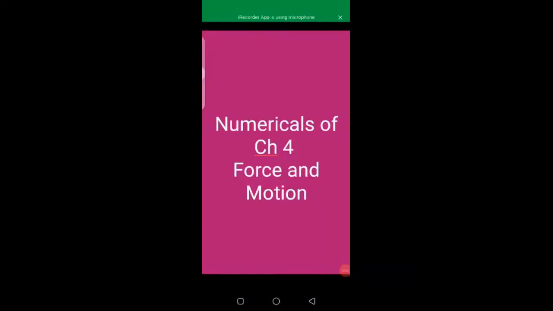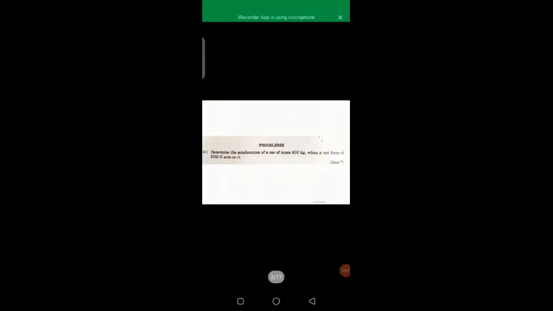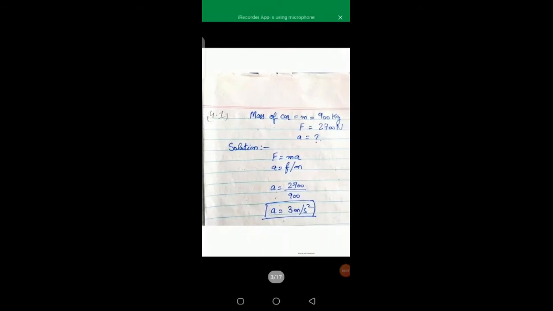Students, today I am going to explain to you the numericals of chapter number 4, that is force and motion. What is numerical number 1? Determine the acceleration of a car of mass 900 kg when a net force of 2700 Newton acts on it. The mass of the car is given, 900 kg, and the force is 2700 Newton. So we have to find out the acceleration.